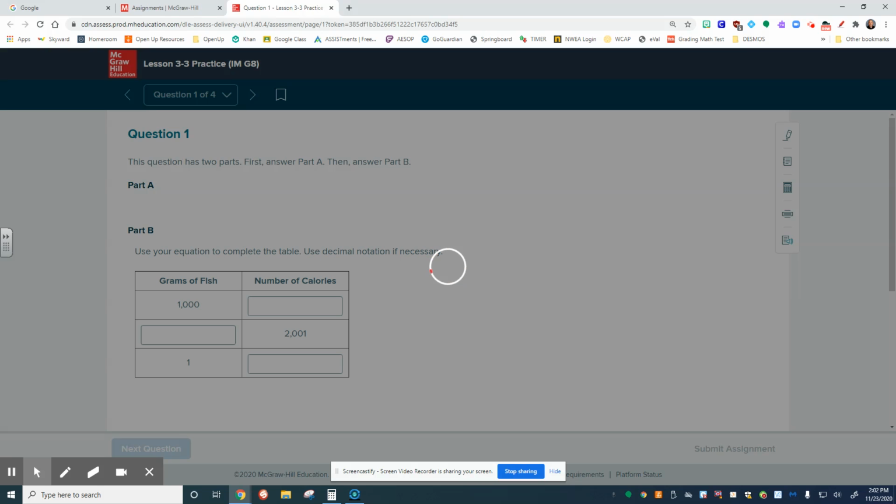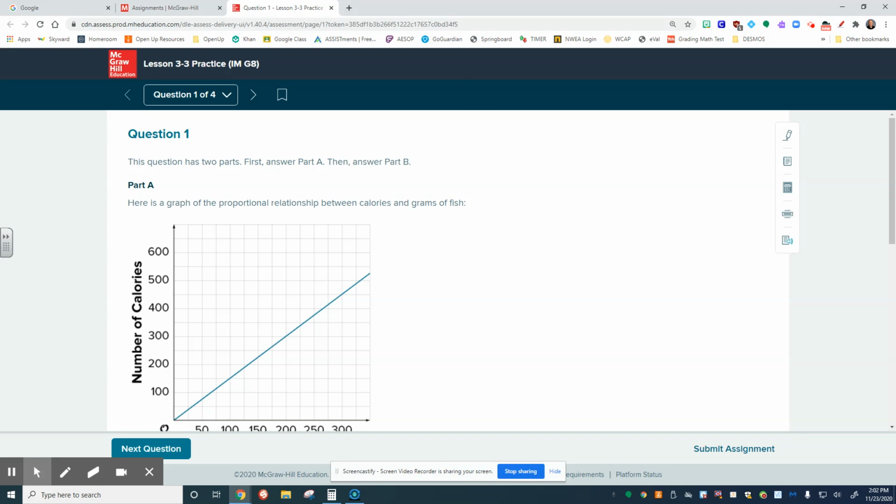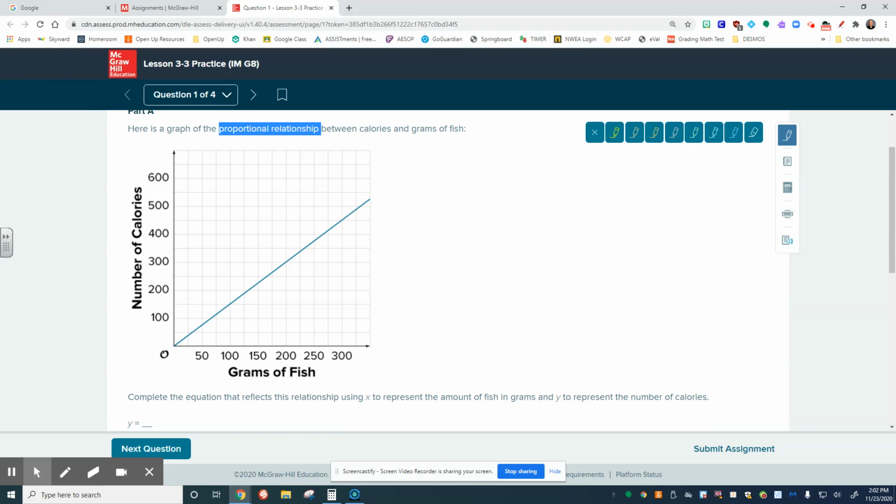First question has two parts. First answer part A and then part B. Very first thing we want to recognize with this is that this graph is a proportional relationship. So meaning that all of our points pass through 0, 0, which is a very important fact to remember.